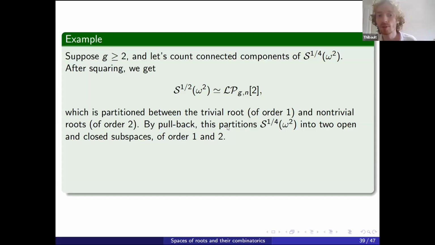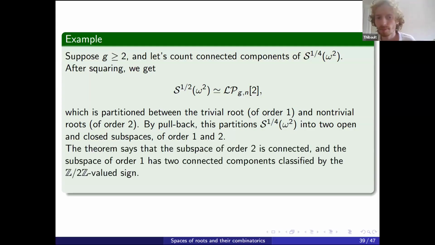Now you can pull back these two components to the space of fourth roots, and you get open and closed subspaces of order 1 and 2, which may no longer be connected. One of them stays connected, which is the space of order 2, but the other one has two connected components, one of sign 0 and one of sign 1. And so in total, this space of fourth roots of omega squared has three connected components.